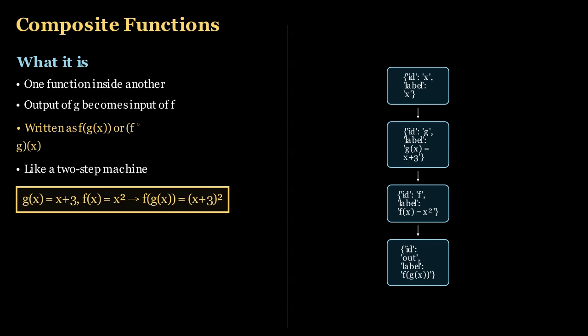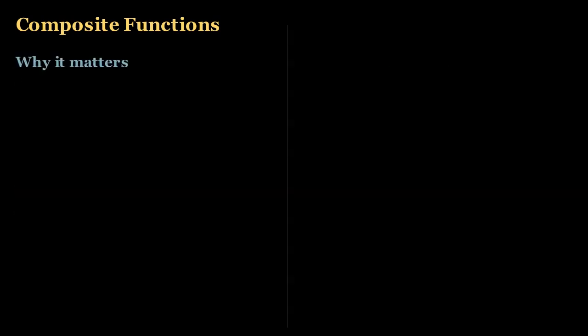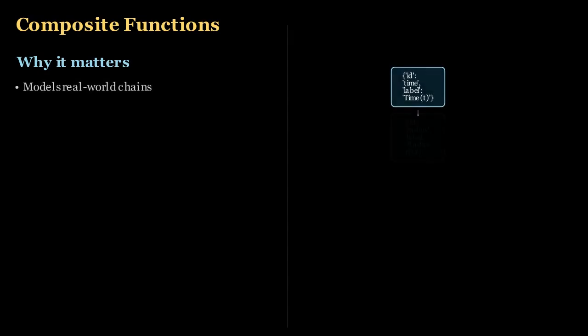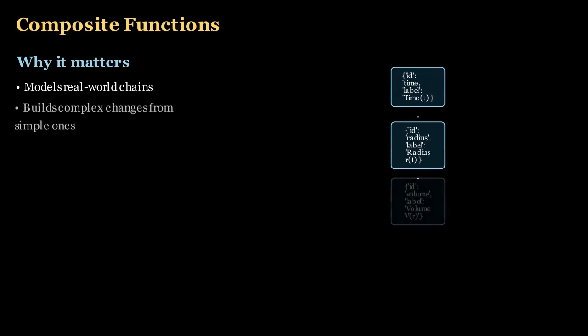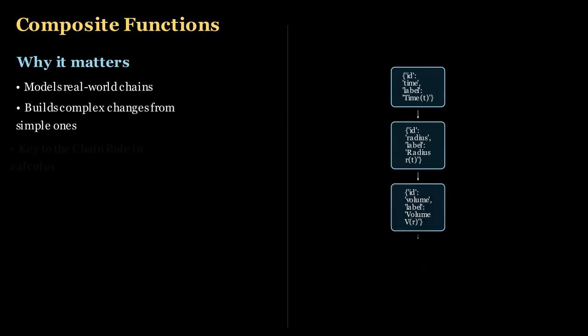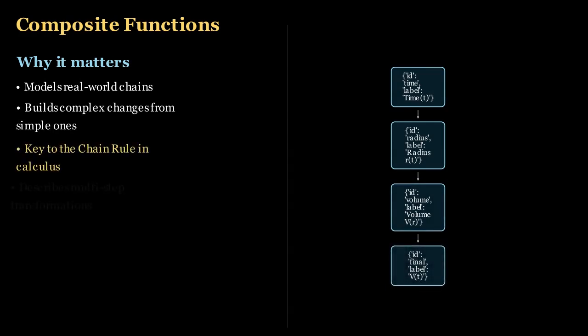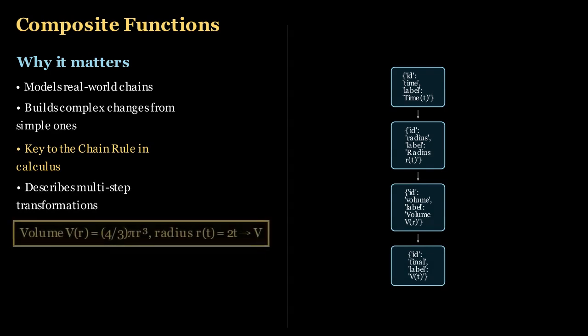Why do we care about chaining functions together? Because the real world rarely changes in just one simple step. Think of a balloon being inflated. The pump increases the radius of the balloon over time, so radius is a function of time. But what you actually see is the volume growing. Volume is a function of radius. So the volume over time is a composite function.